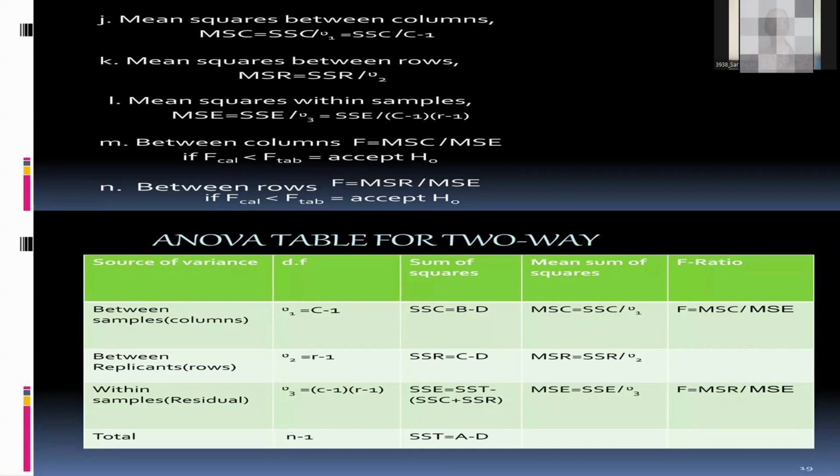We can see from the ANOVA table for the two-way classification, the source of variance is between the samples and between the replicants. The samples are the columns and the replicants are the rows. Then within the samples, which is the residual, and the total. Then the sum of squares, mean sum of squares, and the F ratio.